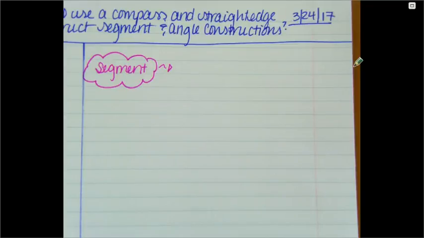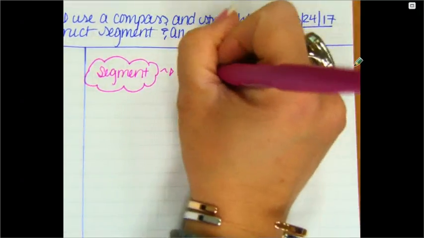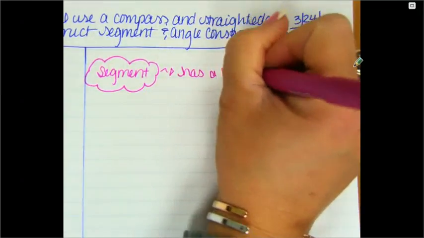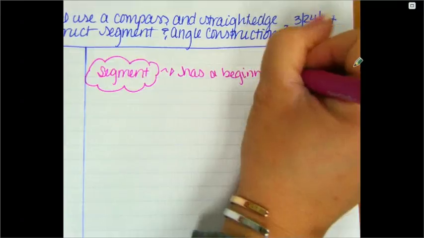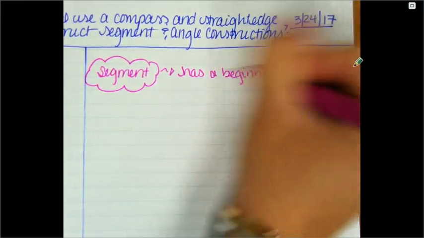A segment is a line segment. It's a piece of this line. So from A to B, cutting it off. So we only look from A to B. Do you understand? So we're only looking at that piece of the line segment. Got it? So a segment has a beginning and an end point.